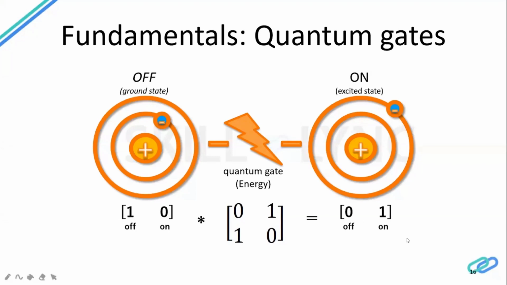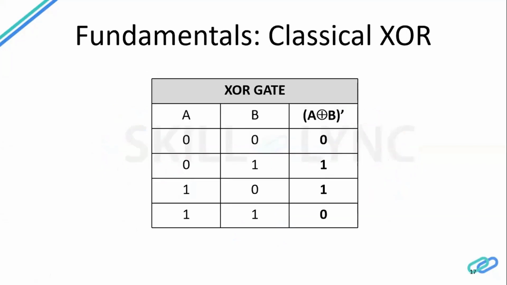This is how we can represent how computation happens inside a quantum computer. Like NOT gate, we have many other gates. We can simulate all possible classical gates in a quantum computer. Okay, one good example of a classical gate is XOR gate. You guys might have studied this XOR gate in your digital fundamentals.